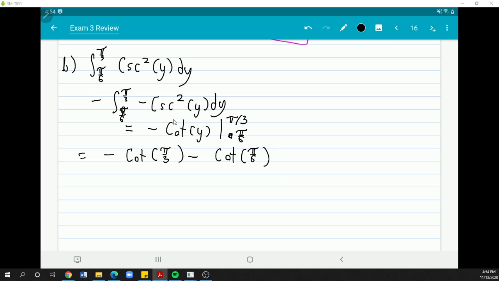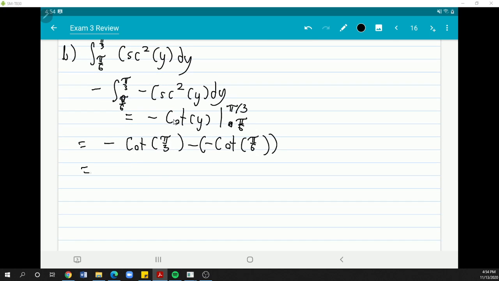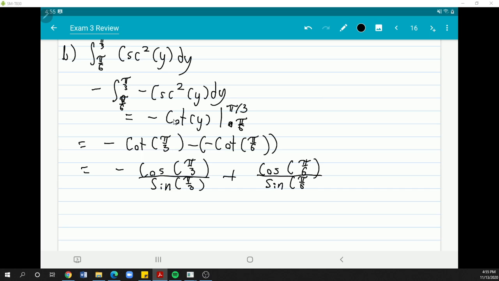Okay, so minus cotangent pi over 3 minus cotangent pi over 6. So writing it out: minus cosine pi over 3 over sine pi over 3, minus minus is a plus, cosine pi over 6 over sine pi over 6.